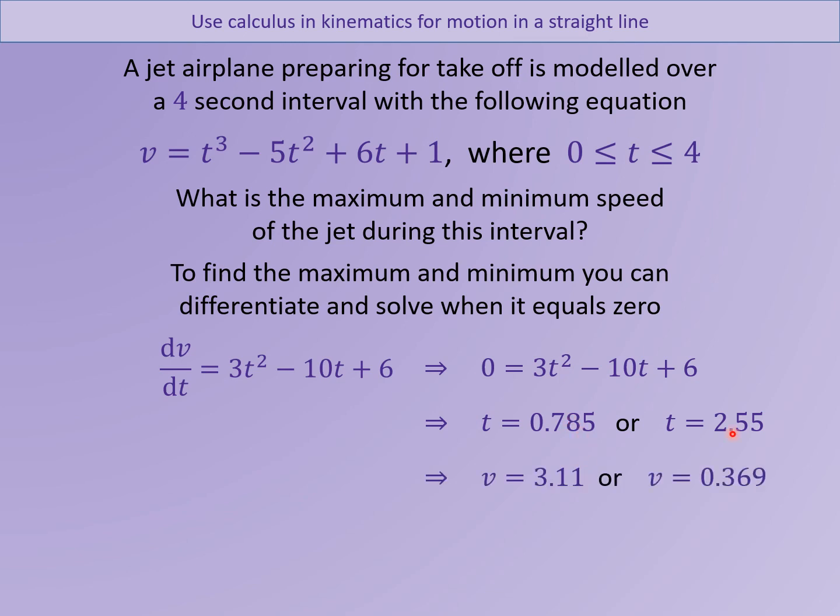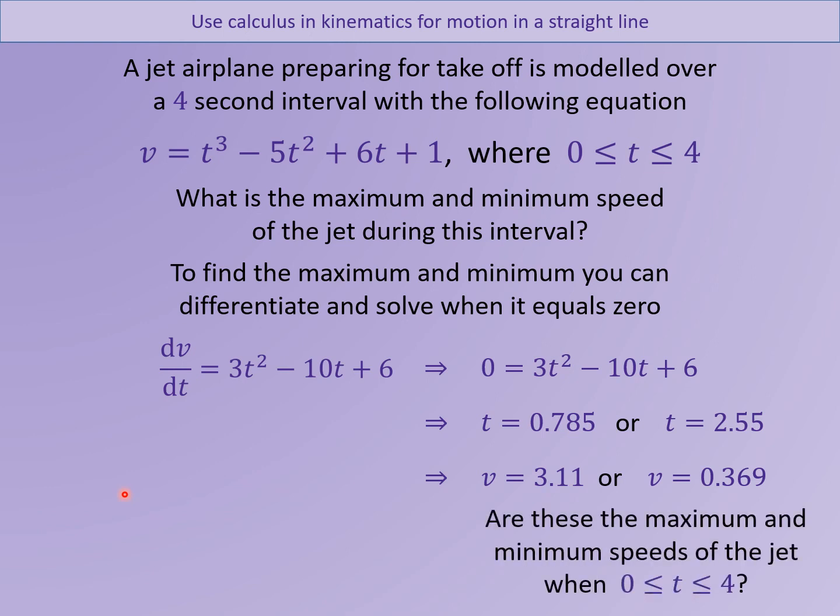At these two times, we can see the velocity. At this time we have a velocity of 3.11, and at this time we have a velocity of 0.369. So these potentially could be the maximum and minimum speed. However, to be sure, we need to consider what the graph would look like. Are there any points on the interval 0 to 4 where the velocity is either higher or lower than these values?